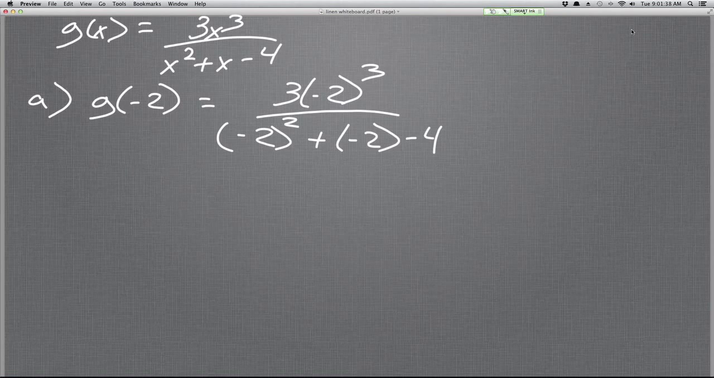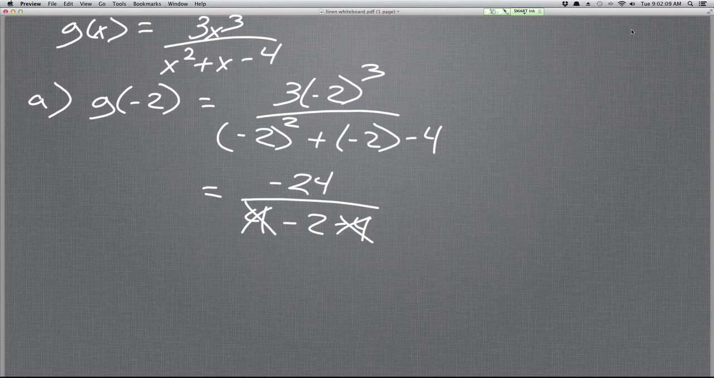What am I going to end up with in the numerator? What's -2 to the third power? Negative 8. How do I know it's -8? Because it's an odd exponent. So it's -8, and then -8 times 3 is -24. In the denominator, -2 squared is 4, and then -2, and then -4. So the 4s are going to cancel each other out, and I'm looking at -24 divided by -2, which means I get 12.